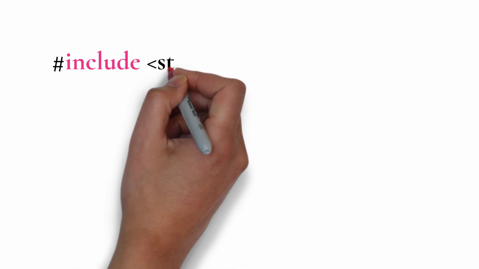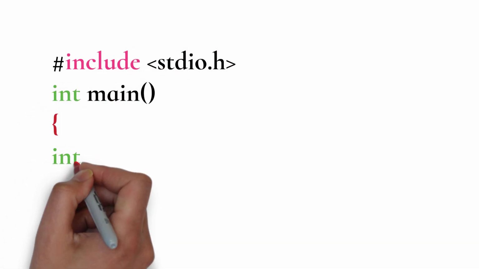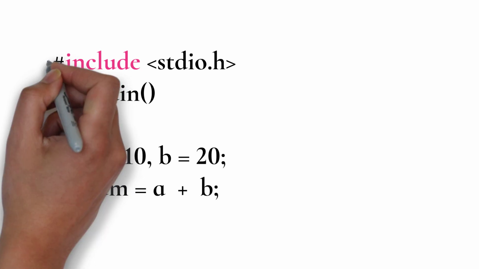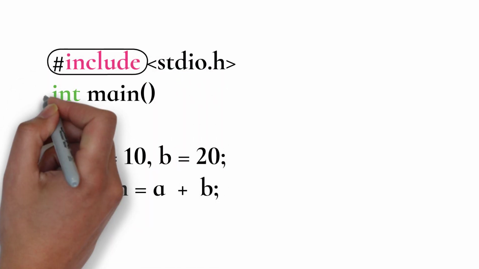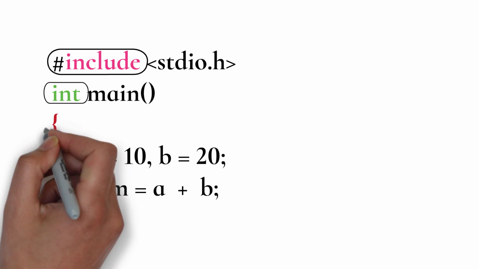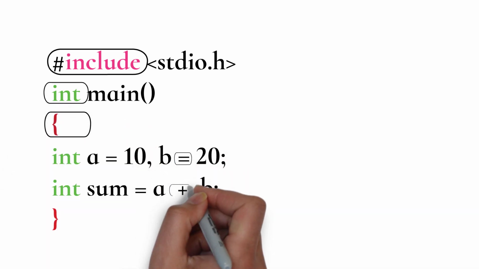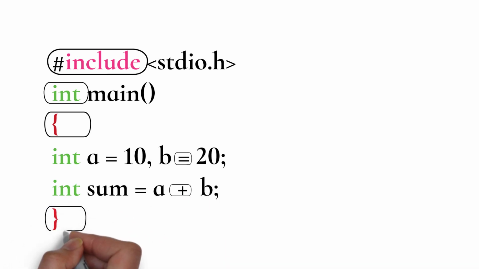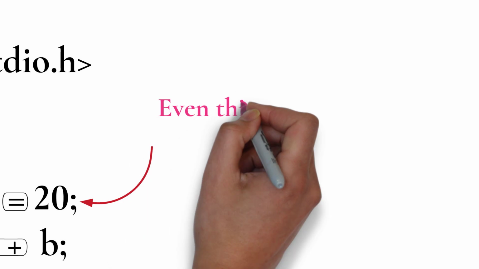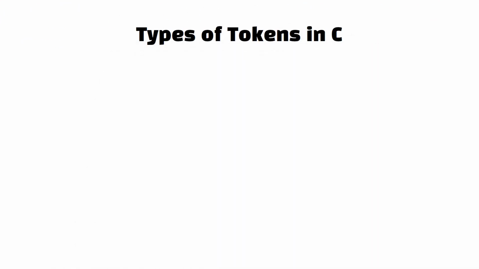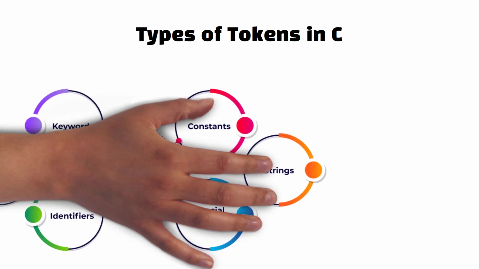Let's break it down. In C, a token is the smallest individual unit of a program that the compiler can understand. For example, if I write a simple C program, every element here, like hash include, int, main, opening brackets, 10, and plus is a token. Even a semicolon is a token. Now these tokens are categorized into 6 types, which we will explore one by one.